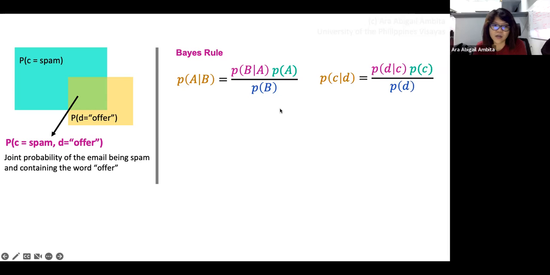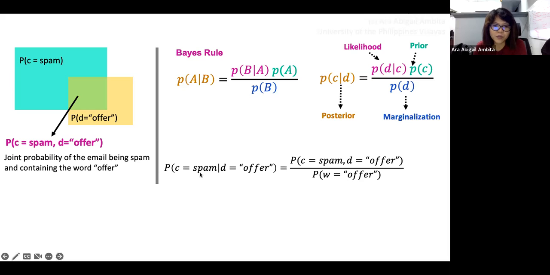So using this in our spam ham classification problem, we use the C and D variables to denote the probability of an email being spam and containing some words. So we have the probability of C given D equals P of D given C times P of C divided by P of D. We can understand it better with this example.